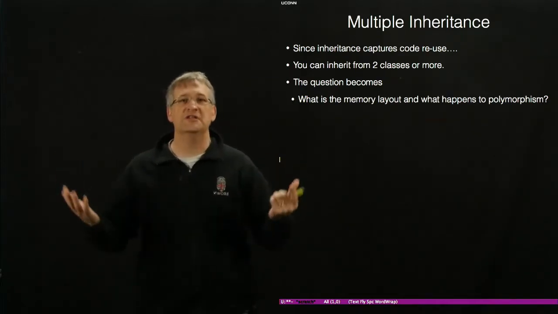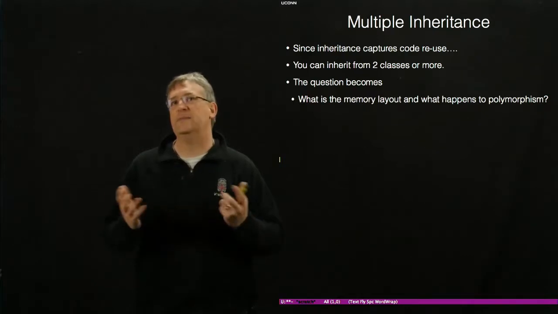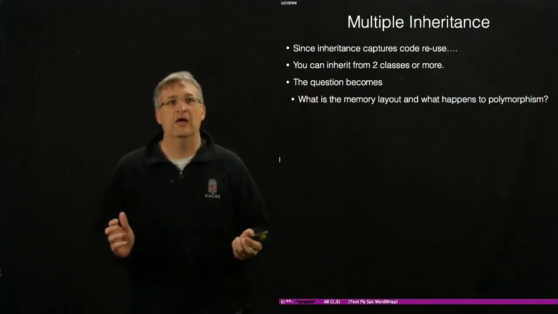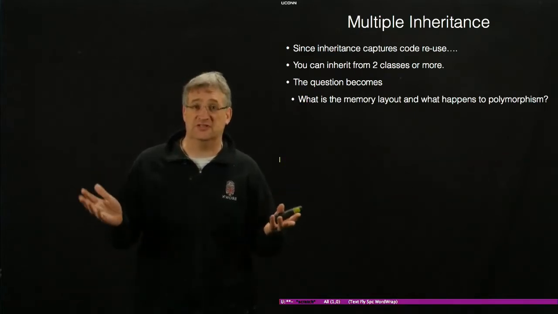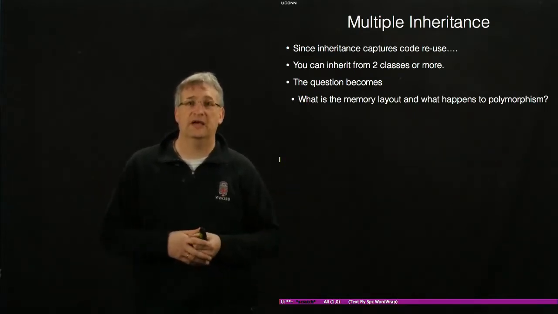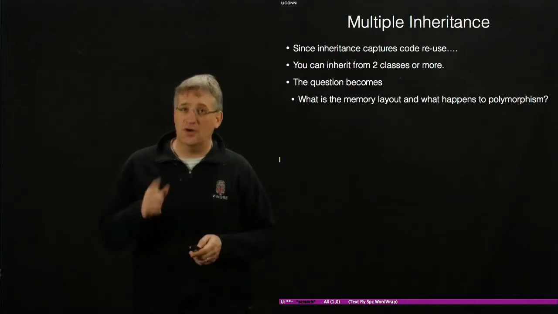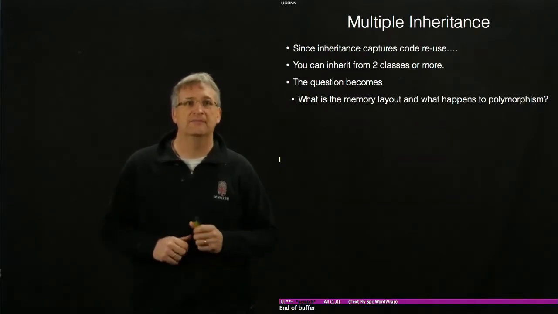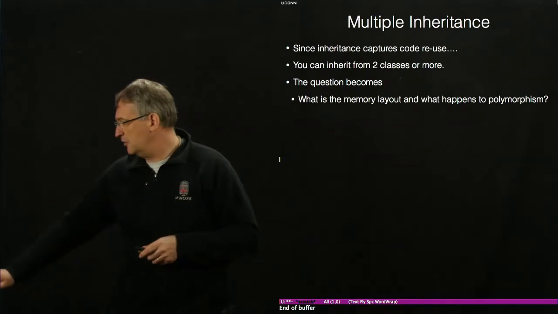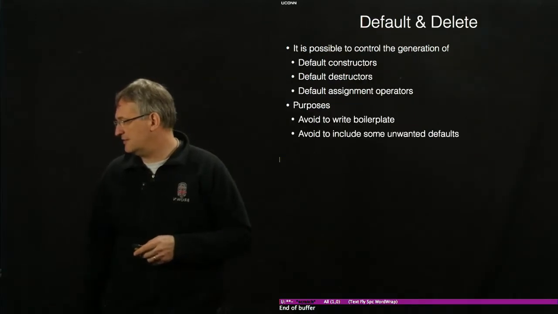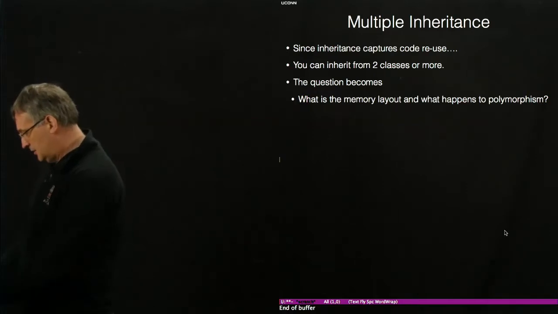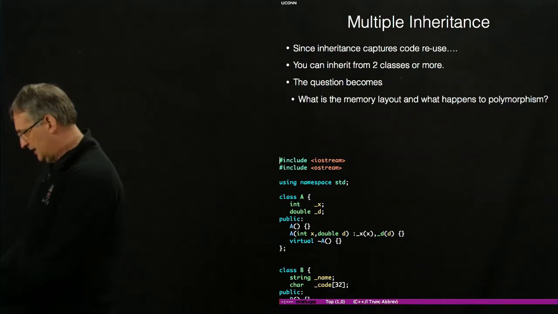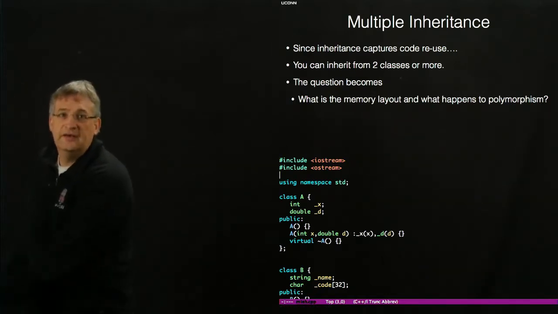Now, the question that arises when you do that is what's happening in terms of the memory layout, how complex is this, and what happens to polymorphism? Does it still work without any kind of changes? So let's take a look at that and try and understand. So the way we will do it is by actually looking at an example. So let's do that. I have here in a buffer an example, so let's go through it.